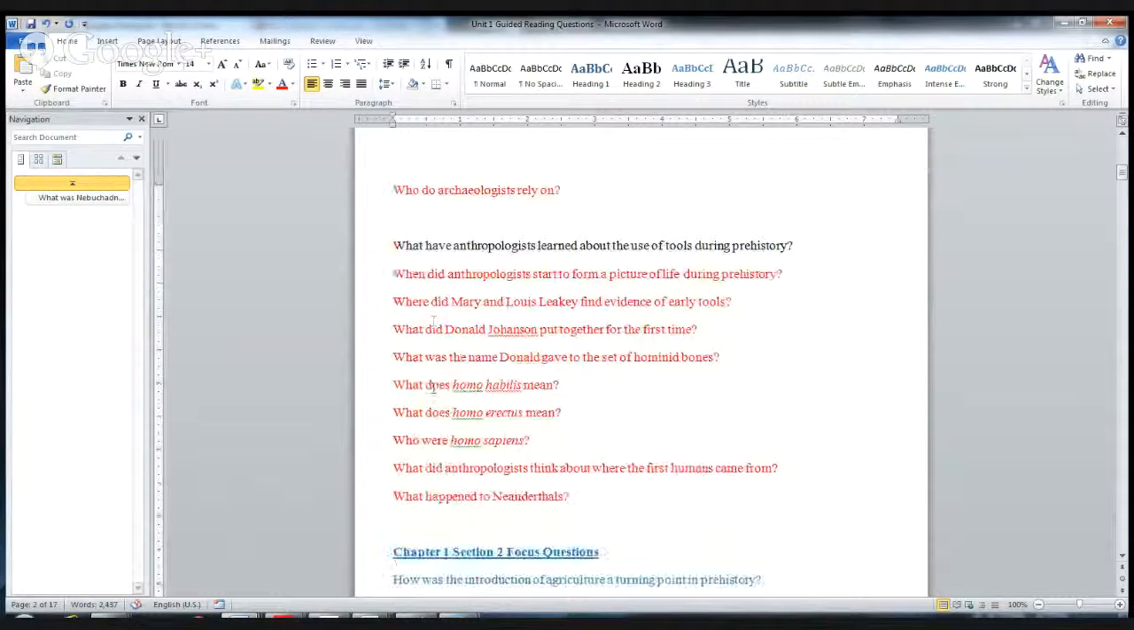And then the last section in Chapter 1, Section 1, the last checkpoint question is, what have anthropologists learned about the use of tools during prehistory? And the questions to help you as you're reading here, remember, push pause, look for the answer, come back and push play. When did anthropologists start to form a picture of life during prehistory?